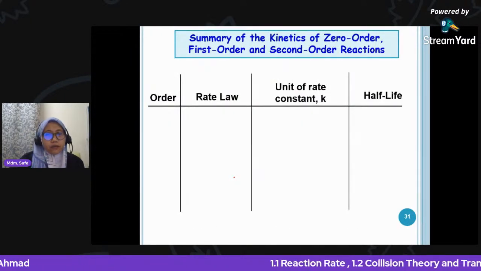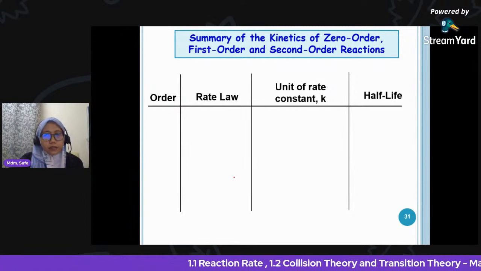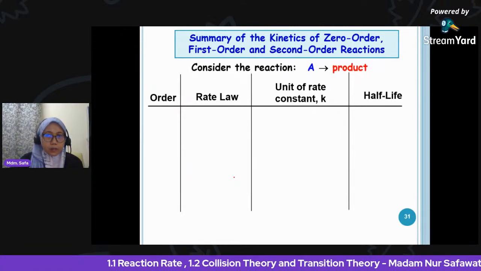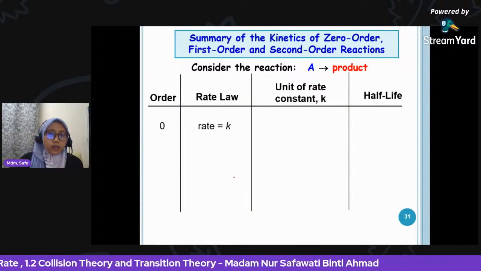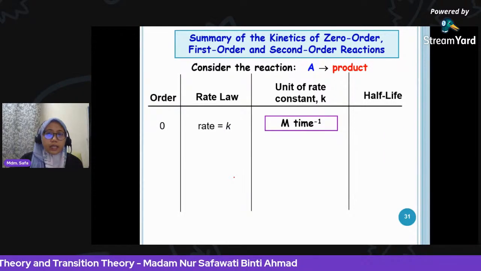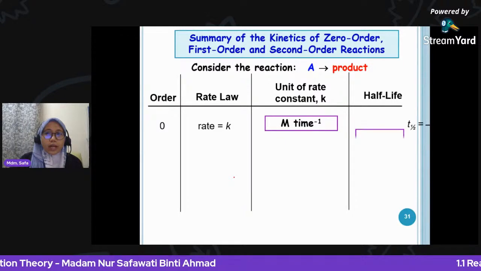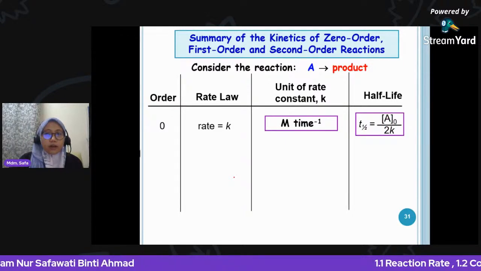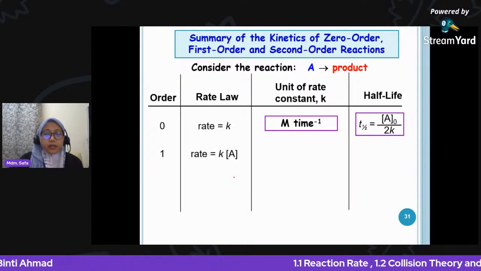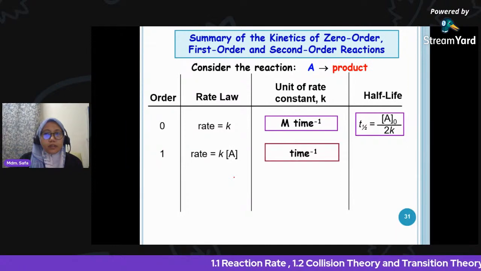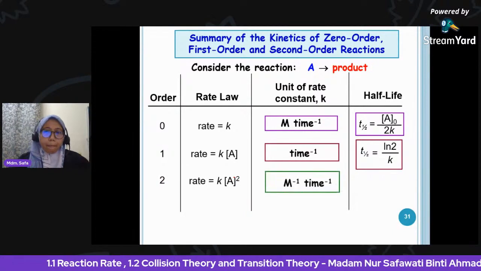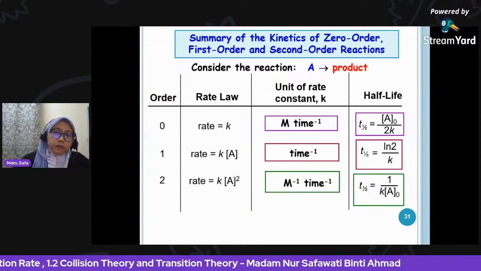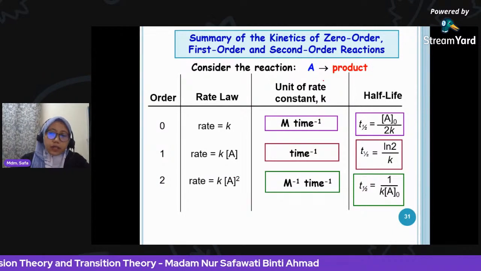Okay, for summary of the kinetic of zero order, first order and second order, let's say we have A produced product. For the zero order, rate law is equal to K, and then the unit of K molar per time, half-life is given there. So this is the summary for our 1.1 yang kita dah belajar tadi. So you have to memorize the half-life formula.